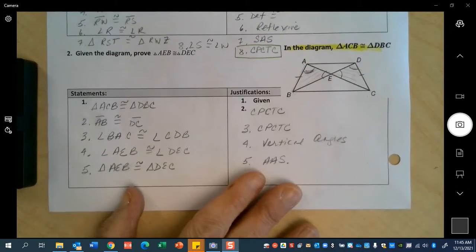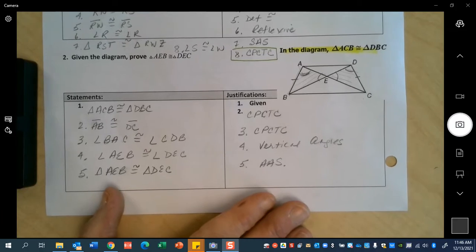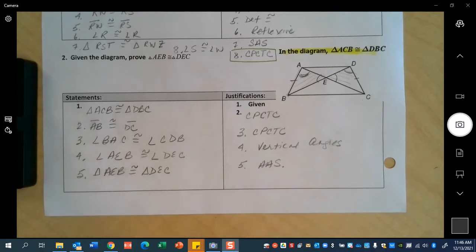Down here, I needed to prove those little triangles were equal to each other. And I gotta be honest with you, I missed this sentence first go around. I'm staring at the picture like, what the heck? And then I had to go back and, oh, I almost missed this sentence. So because I had ACB, this triangle, and I have DBC, this triangle, through CPCTC, that gave me lots of good stuff.